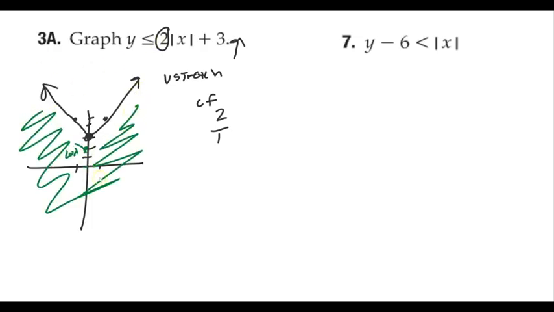Let's pick 0, 1. Plug it in. 1 is less than 2 times 0 plus 3. 1 is less than 3. That is true. I did shade the right area. All right, see the way it works.